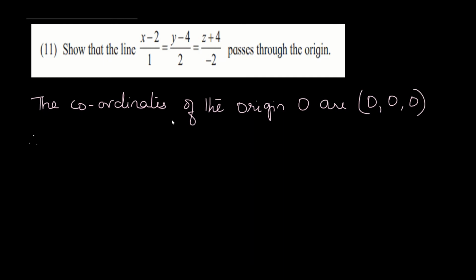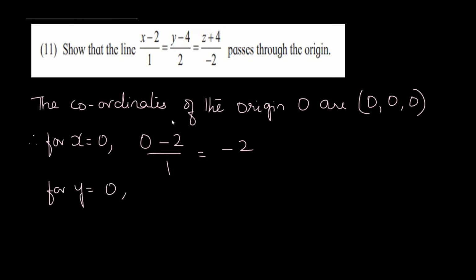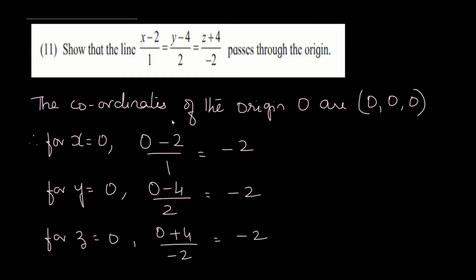And therefore, suppose we put x is equal to 0. We have 0 minus 2 upon 1, which is minus 2. And similarly, for y is equal to 0, we have 0 minus 4 upon 2, which is also minus 2. And for z is equal to 0, we have 0 plus 4 upon minus 2, which is again minus 2.